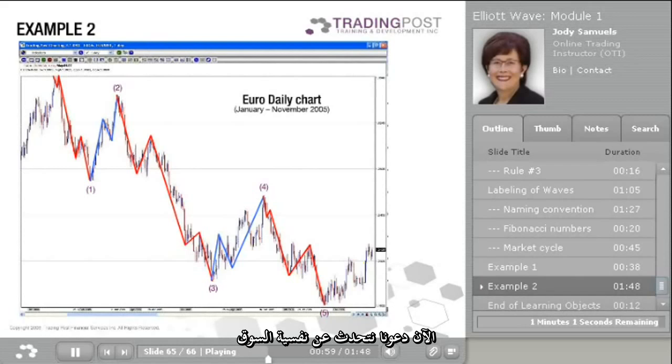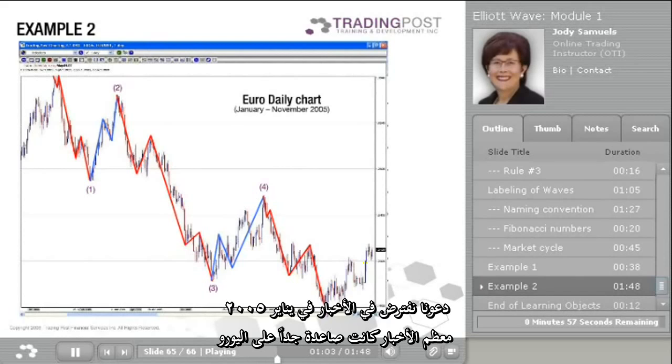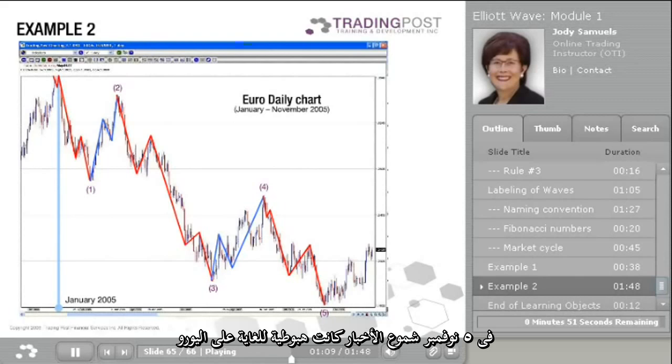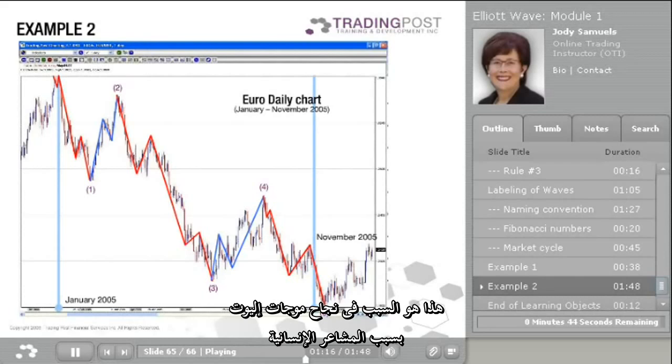Now let's talk about market psychology. Let's suppose that in the news on January 2005, most of the news items were very bullish on the euro. In November 05, the news items were extremely bearish on the euro. That is exactly why the Elliott wave principle works, because of human emotions.